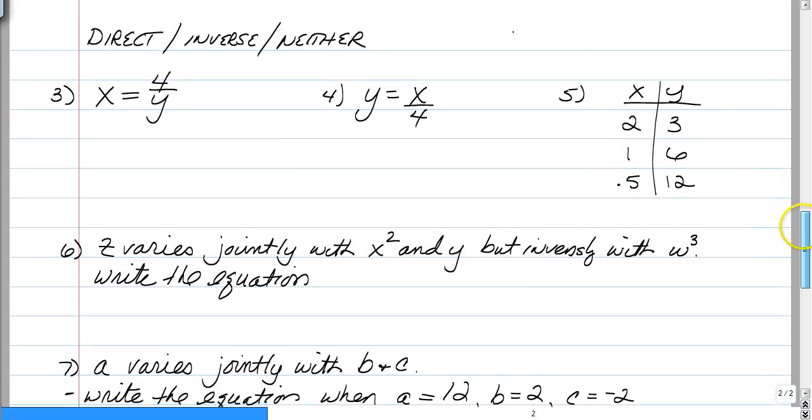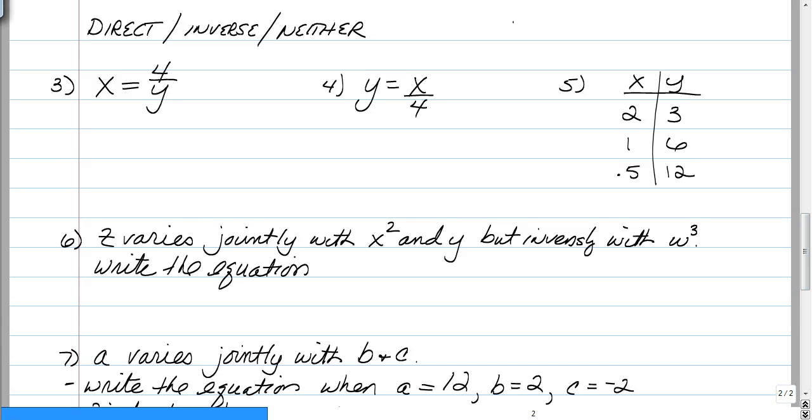So, direct, inverse, neither, types of variations. Remember, when you are trying to just state whether something is direct, inverse, or neither, the first thing you need to remember is x or y or m, any variable. You need to have one variable by itself. Now remember, direct is y is equal to k times x, and inverse is y is equal to k divided by x. K is never in the denominator. K is always on top.